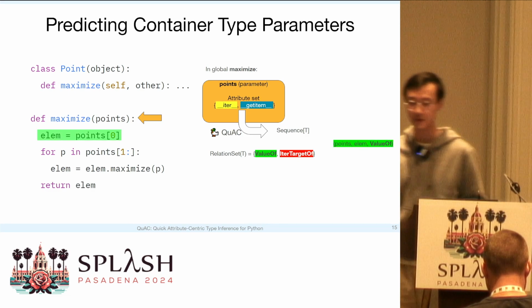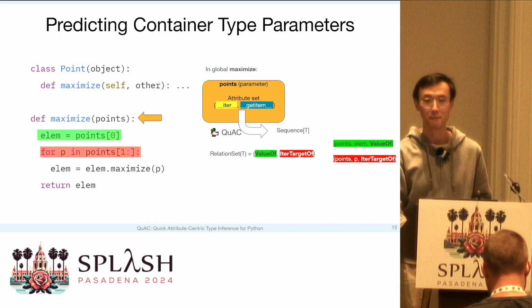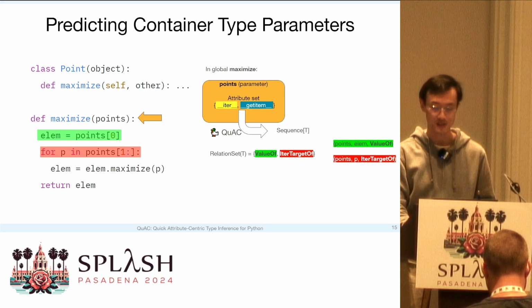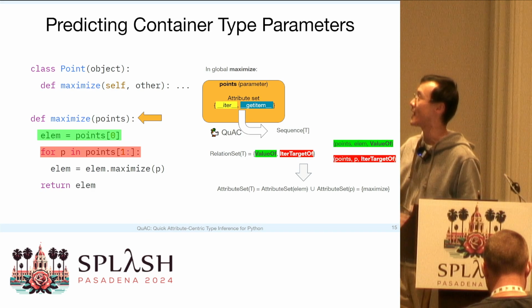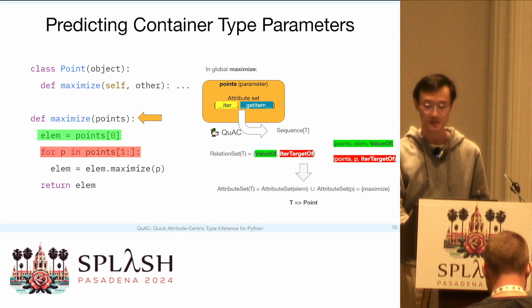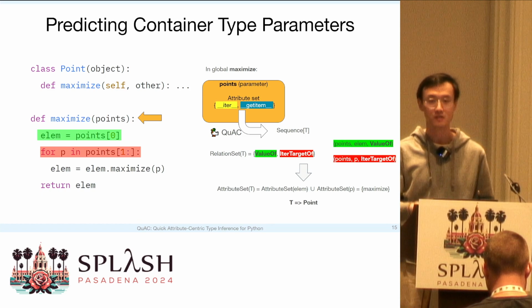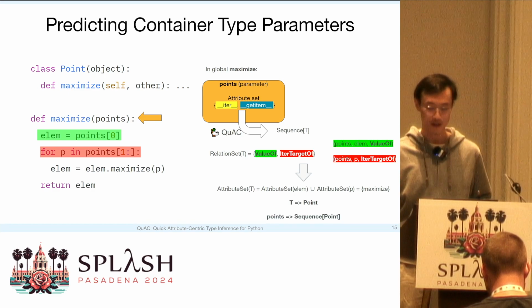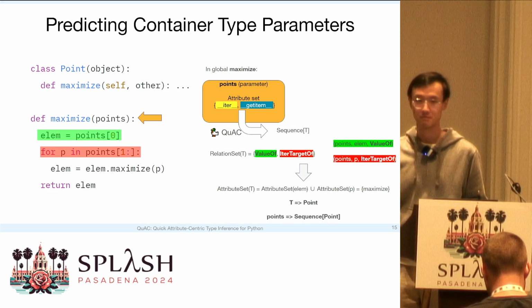In the source code, we notice that element is a value that is being accessed on points, and p stores the value that is being iterated over points. Thus, based on T's semantics, we can conclude that it has the attributes of element and the attributes of p, leading to the attribute set of maximize. Based on this attribute set, we can predict the class of T to be Point, which is not a container, so we conclude that the type of T is also Point. We fill in the type variable T and predict the type of parameter points to be Sequence[Point].